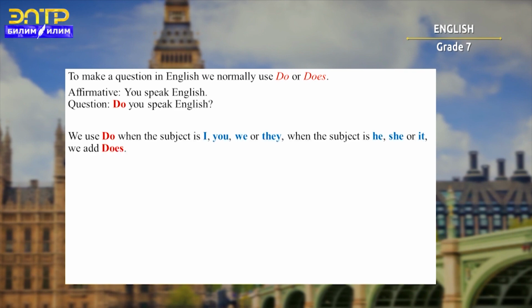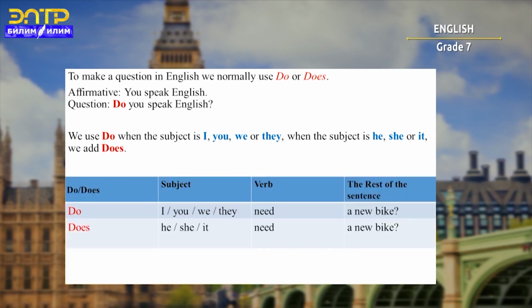We use do when the subject is I, you, we, or they. When the subject is he, she, or it, we use does. Take a look at the table and let's read the sentences. Do I, you, we, they need a new bike? Does he, she, it need a new bike?